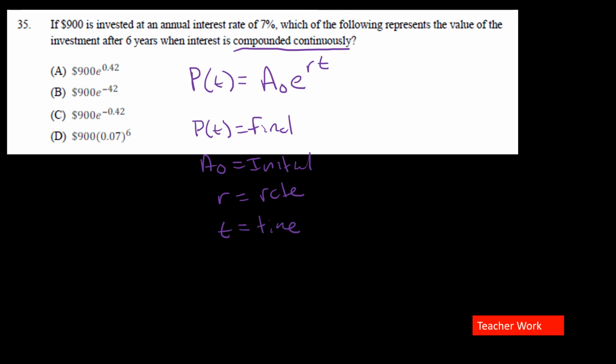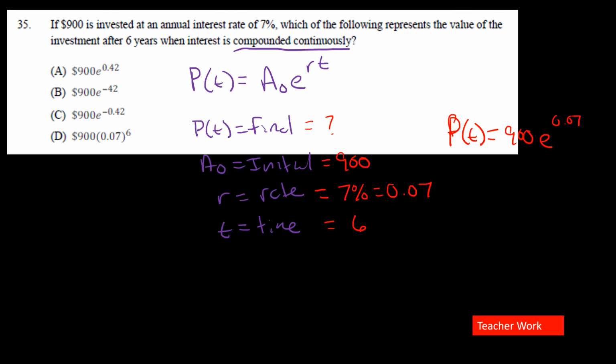So what does all that mean for here? Well, final, they didn't give us the final. That's what we're looking for. The initial, they said, was 900. The rate, they said, was 7%, but we can't leave it in percent. We want that as a decimal, so that'd be 0.07. And the time is 6 years. So if we're setting this up, we would say P, oops, not F. Oh, we can just turn that to P. P of t is equal to 900 e to the power of 0.07 times 6.